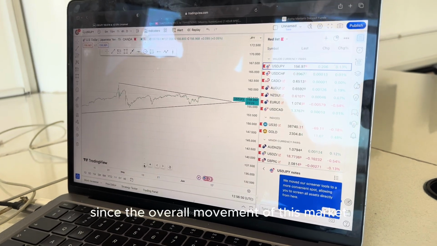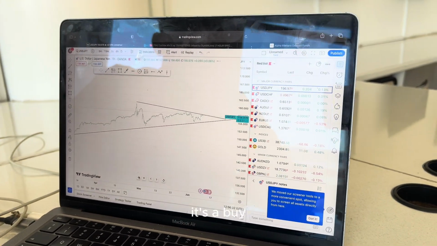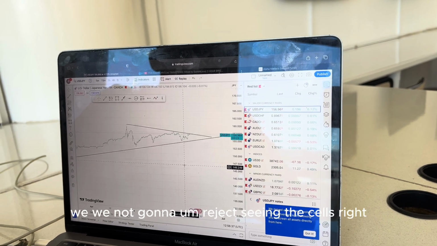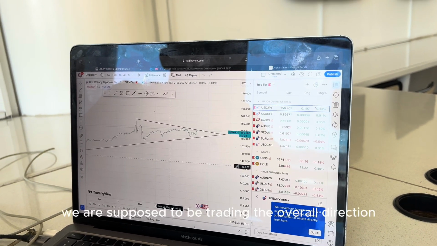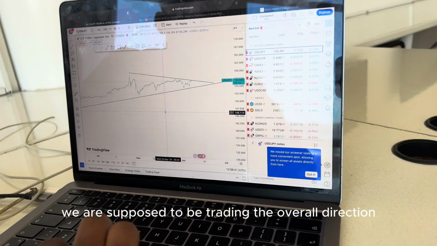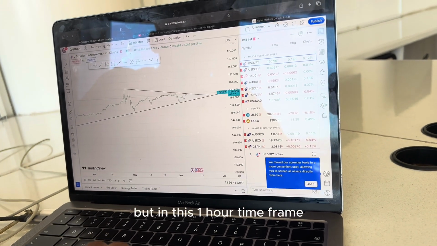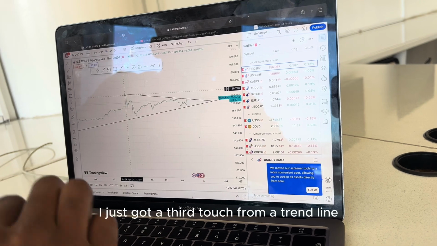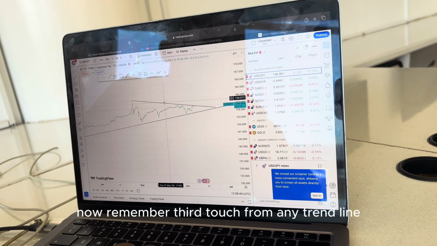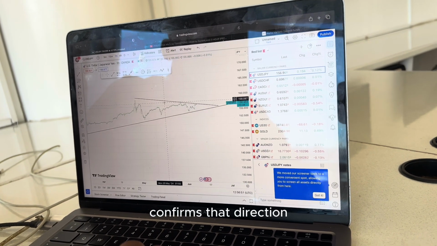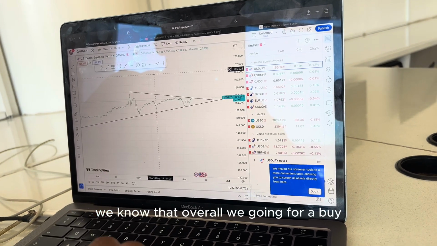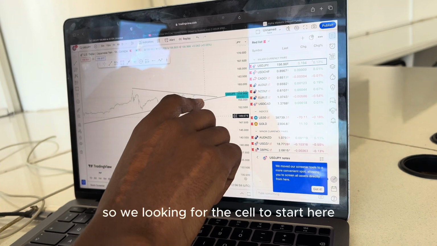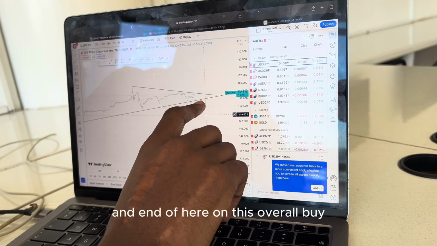Now since the overall movement of this market is a buy, we're not going to reject seeing the sells. We know that we are supposed to be trading the overall direction, but in this 1 hour time frame, even though we are moving up overall from the daily, right now I just got a third touch from a trend line. Remember, a third touch from any trend line confirms the direction. We know that overall we're going for a buy, but right now we have a third touch on the sell, so we're looking for the sell to start here and end off here on this overall buy.